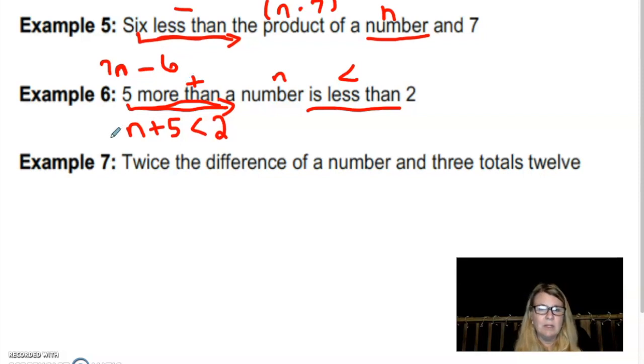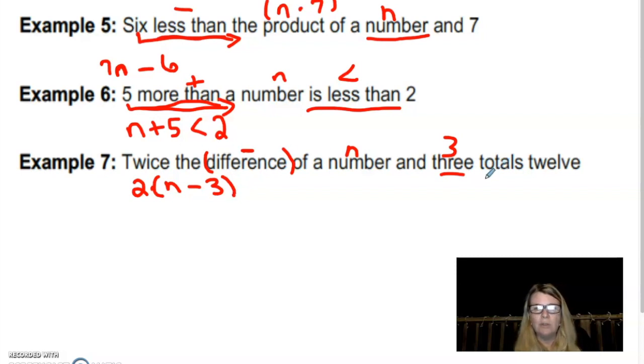So let's go to the last one here. Twice. Twice means that we're going to multiply by 2. Twice the difference. Difference is a parentheses word. That also means subtract. So what are the things that we're going to be putting in that parentheses? A number, which is n, and 3. That's what we're subtracting, a number and 3. Totals, there's the word that would mean equal. Totals, so it equals 12.